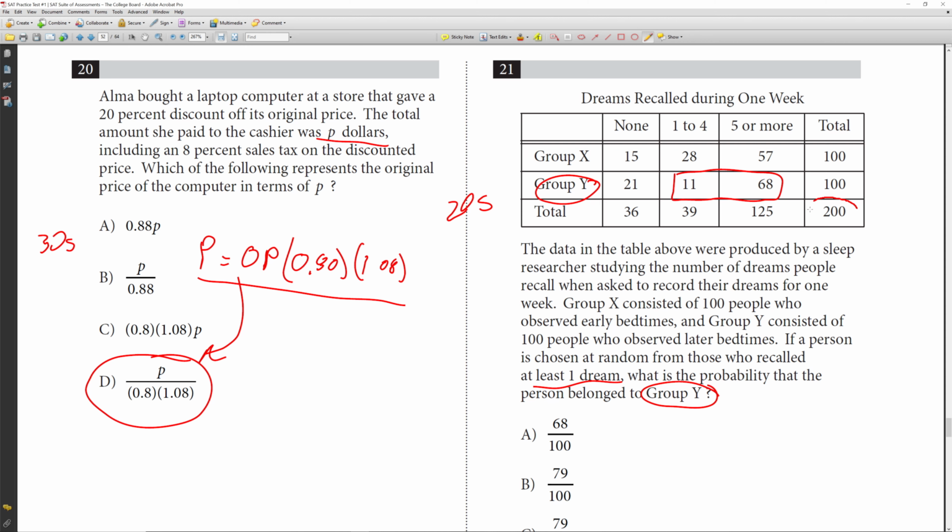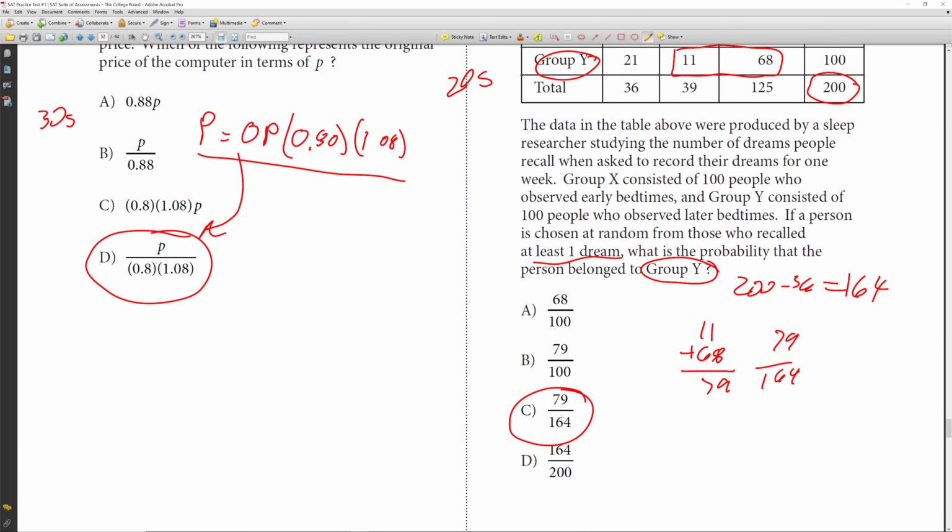So we know that the total is 200. So we have to exclude the people who don't recall any dreams. So it's 200 minus 36, and that gets to 164. And 11 plus 68 is 79. So 79 over 164 is the answer. Choice C. Boom. So that wasn't too bad, right?